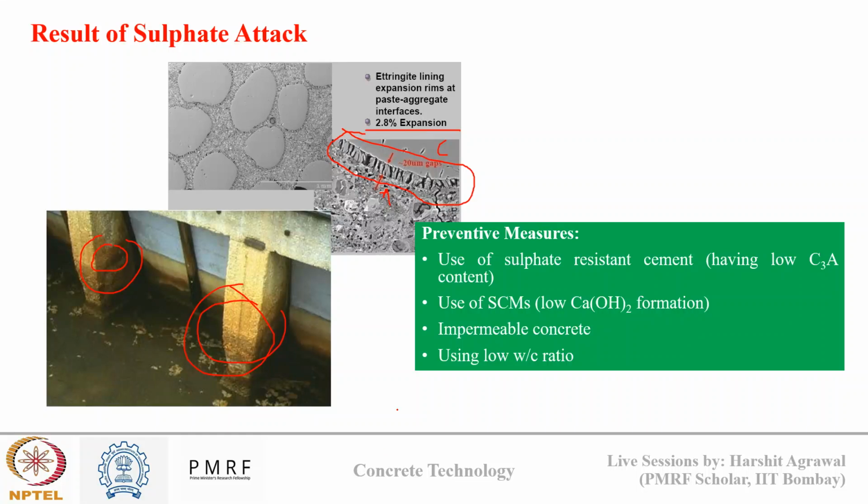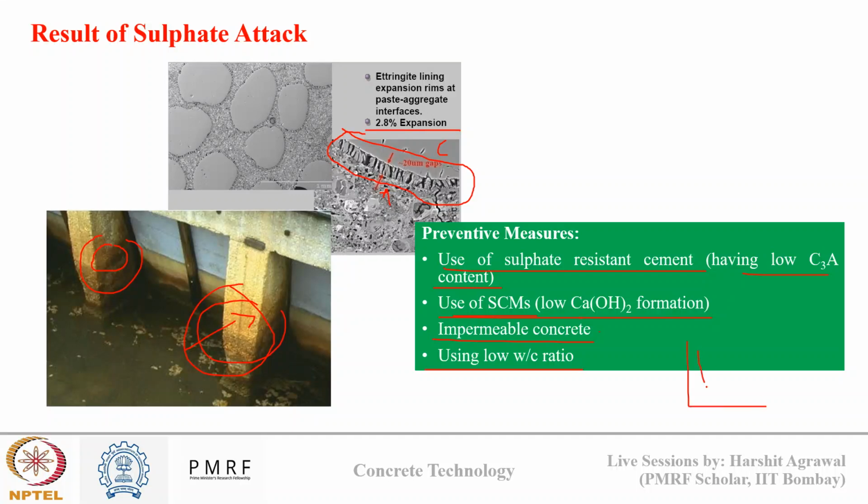Now, how can we prevent or delay sulfate attack? By using sulfate resistant cement which has low C3A content, which can avoid the formation of ettringite and thus delay or prevent sulfate attack. By using SCMs which have low calcium hydroxide formation, which makes the concrete dense and can lower the ingress of sulfate ions from the surroundings. By making concrete impermeable, again by using SCM, or by using a higher grade of concrete, or by using a low water to cement ratio.